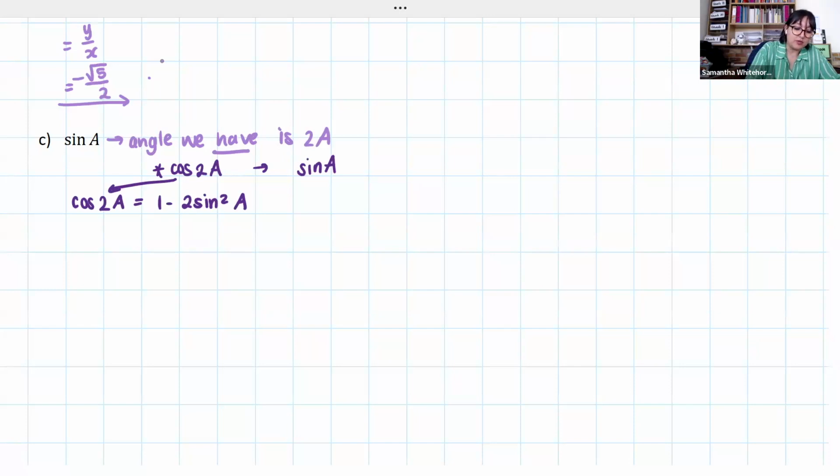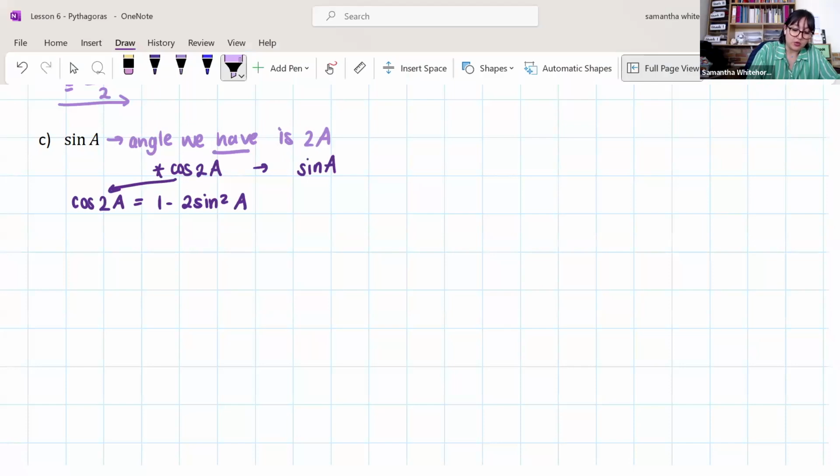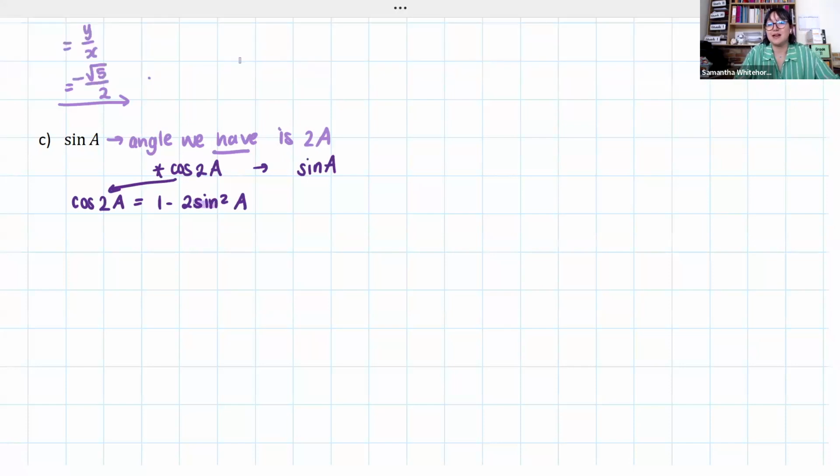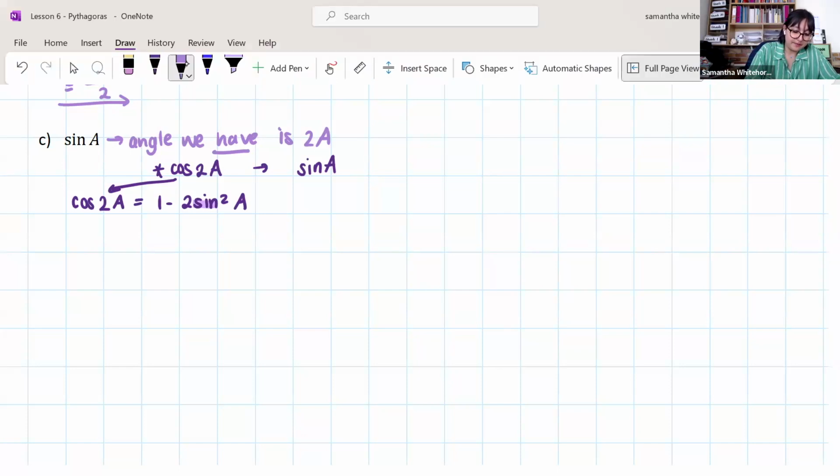We are then able to manipulate. Remember, I said to you, trig is all about manipulation to get sine a. Yes, you could have used the cos squared a minus sine squared a, but then you have the cos squared that you also have to deal with. And why introduce something else that you need to deal with if you can just get there straight away? So that's why I'm saying always look back at what you have, what you've already worked out, and how it can best serve your purpose.